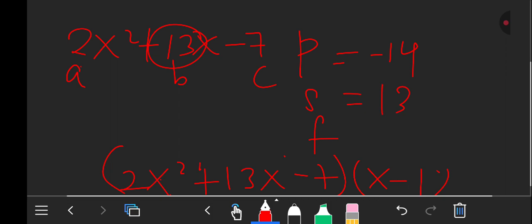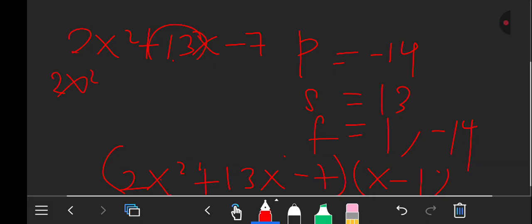Sum is equal to 13. Then you check which two numbers, when you multiply them, give you negative 14, and when you add them give you positive 13. Those are 1 and negative 14. So that's what you need to get and substitute on b.